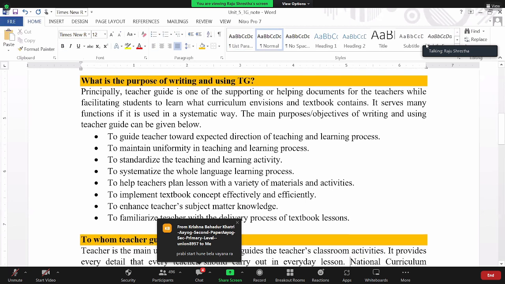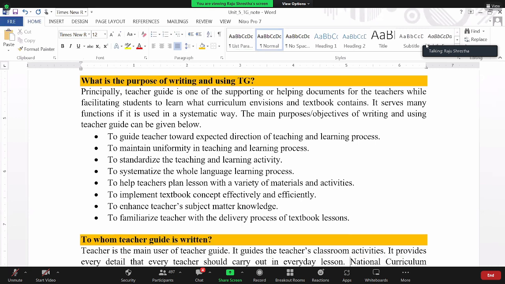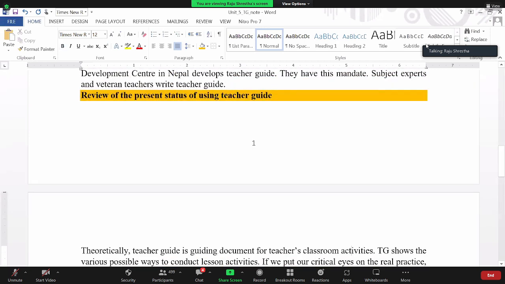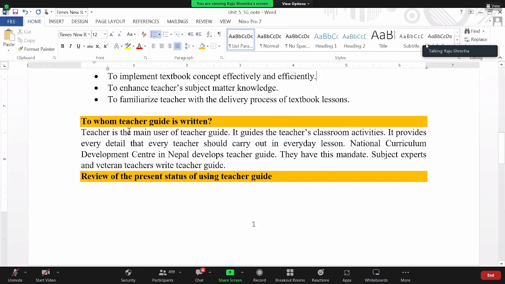So these things we can mention under the TG. So this is for the teacher. Why? Because of these objectives we use. So to whom is TG written? TG is especially for the teachers to carry out their everyday lesson.